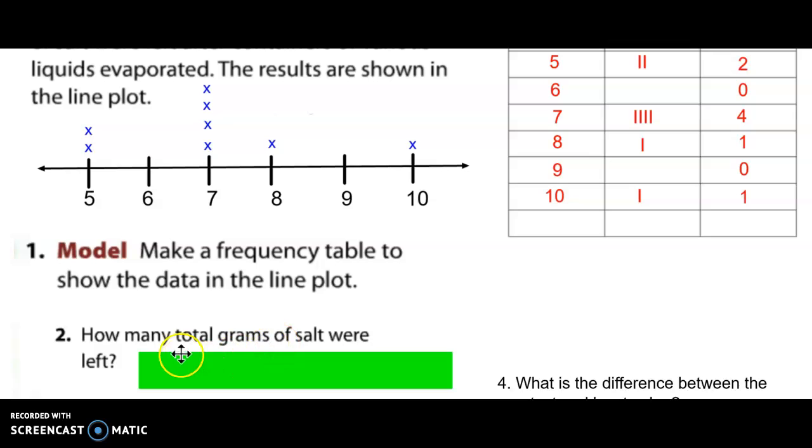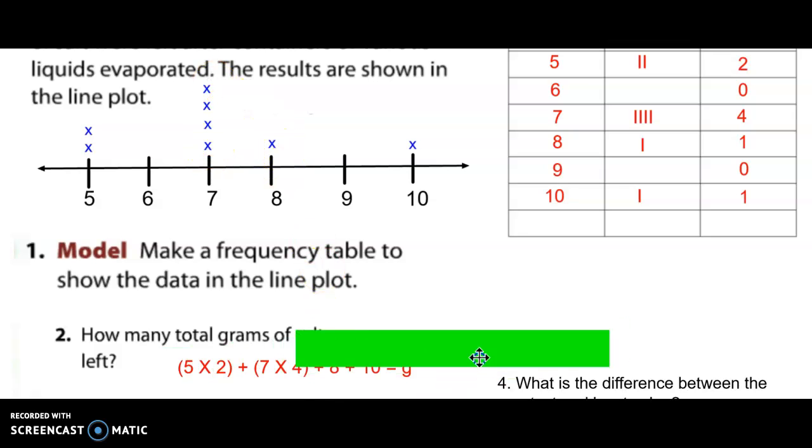So then my next question is, how many total grams of salt were left? It's not asking how many dishes of salt there were, it's asking how many total grams. So once again, we have to do one of those long equations to show this. So this equation would look like 5 times 2 plus nothing for 6. So we don't have to write 0 times 6, we just ignore it, okay? 7 times 4 plus 8 plus 10.